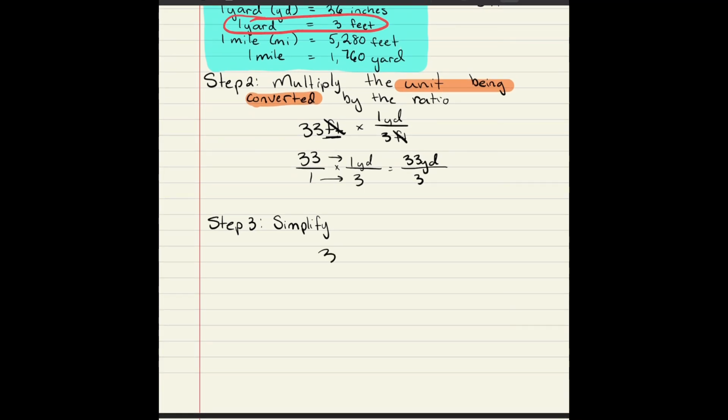Now step 3 is to simplify. So 33 yards over 3. And 3 can go into both of these, so I can simplify this way, which would give me 11 yards over 1, which would give me just 11 yards. Then it would be 11 yards because we have to add our units at the end.